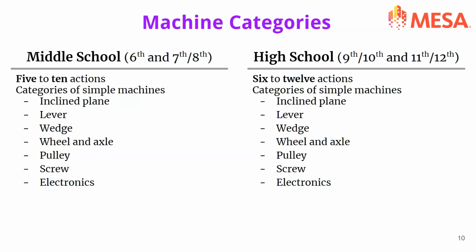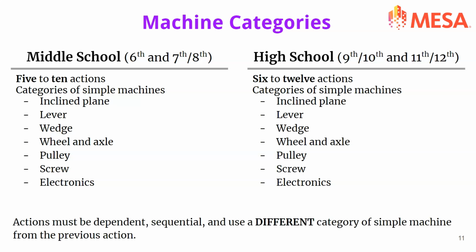So some examples could include the use of chemicals or the use of any explosives. Those would definitely not be counted at all, especially the explosives. Another thing to point out is that actions must be dependent, sequential, and use a different category of simple machine from the previous action. More on this in just a bit. And one last thing I wanted to point out is that the categories of simple machines are the same between middle school and high school competitions.